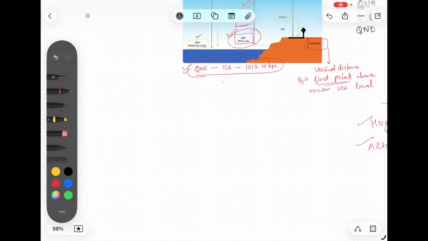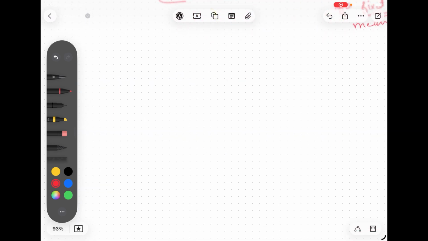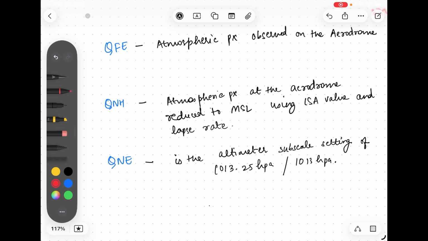Now let us write all the definitions so that it becomes even more clear. The settings are QFE, QNH and QNE. I've written the definitions for you. QFE is the atmospheric pressure which is observed on the aerodrome. So that is your field elevation. How do we know the pressure on the aerodrome? Of course, there is an instrument on the aerodrome to measure it, known as a barometer. A barometer basically is an instrument which is there on the aerodrome to measure the pressure.